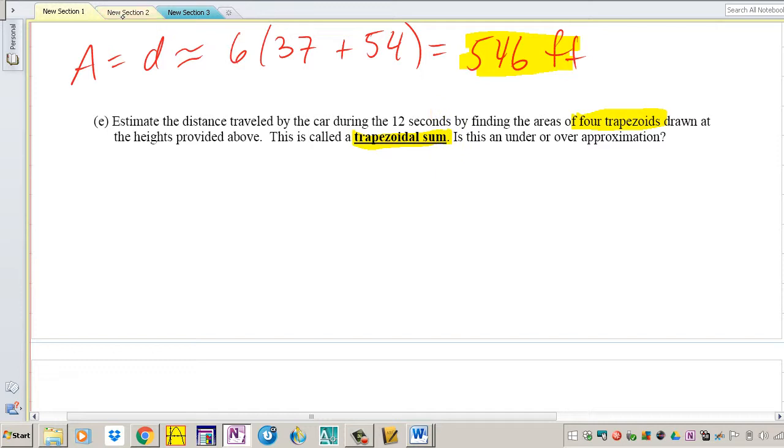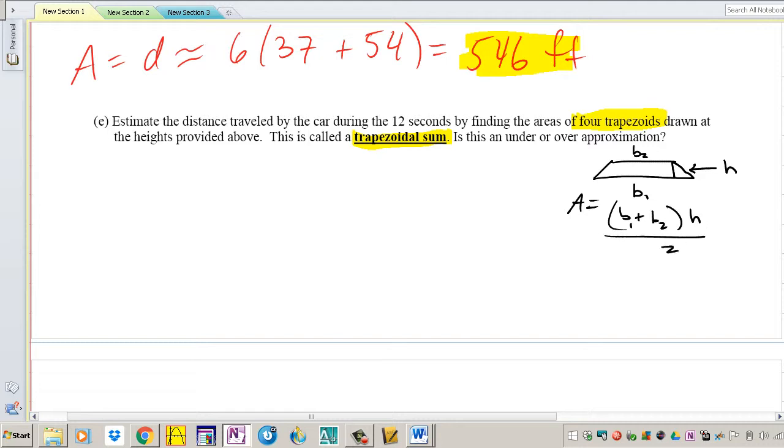Okay, so for trapezoids, you have to remember, what is a trapezoid? What is the area of a trapezoid? Trapezoids usually look like this. They have two parallel sides with two other sides that are not always equal in length, but they connect the endpoints of those two parallel sides. The area of a trapezoid is base 1 plus base 2 times the height, all over 2. Very similar to what an area of a triangle looks like.